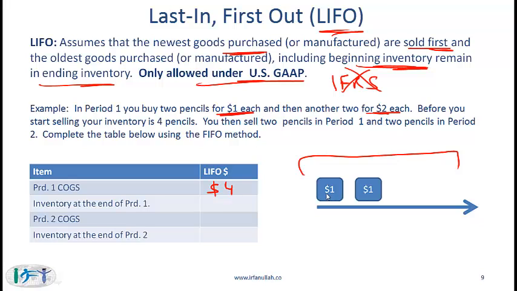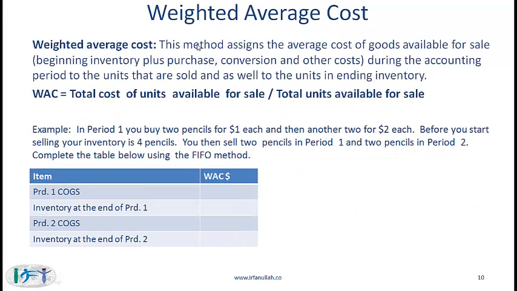Ending inventory consists of the items that you purchased for $1. So the ending inventory is 2. In period 2, you sell these 2 items. So the COGS is $2 and the inventory at the end of period 2 is 0.